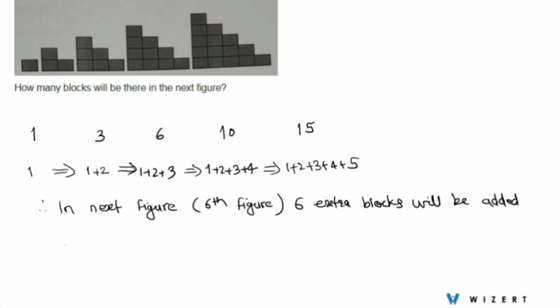So we have 1 plus 2 plus 3 plus 4 plus 5 plus 6, which is equal to 21 blocks will be there in next figure. So answer is 21 blocks.